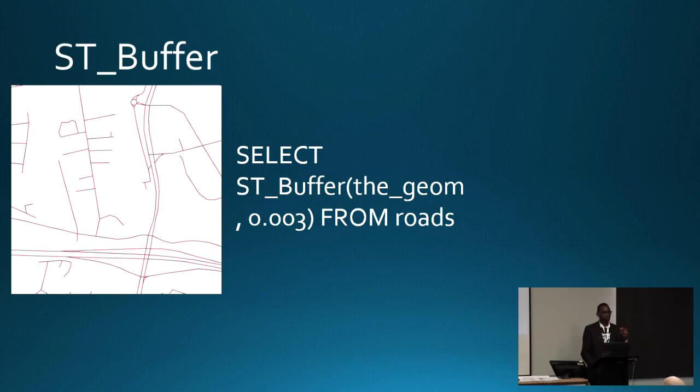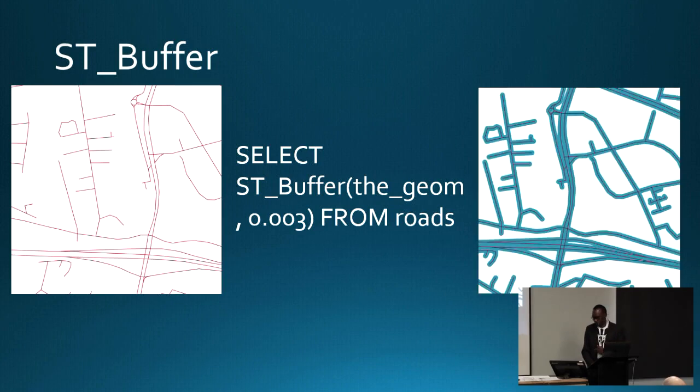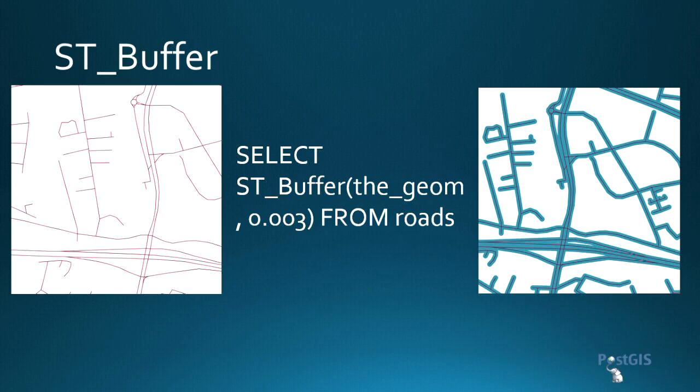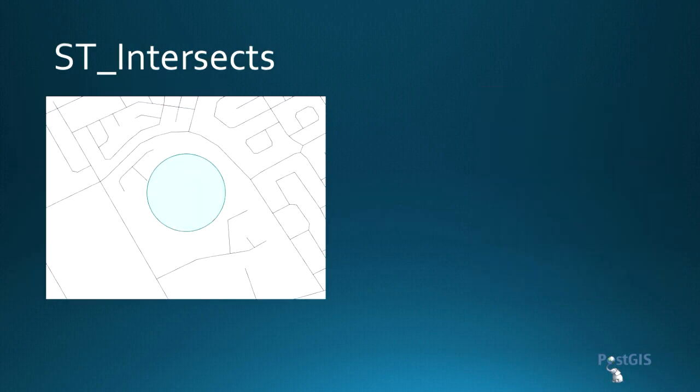So what does it return? It returns a geometry, so you can save that if you want to reuse it. And if I buffered the stuff you're seeing now, that's what it would look like. You can see the red is the original line there, and I've just buffered it by a factor of 0.003.